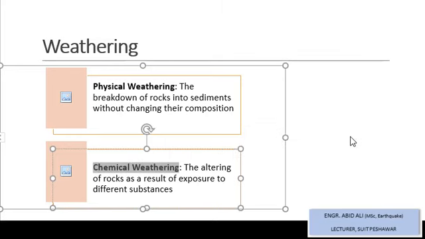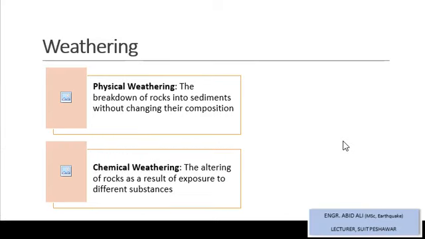Chemical weathering is when rocks are changed chemically because of some reaction, usually with something in nature like air or water. So the altering of rocks is a result of exposure to different substances.